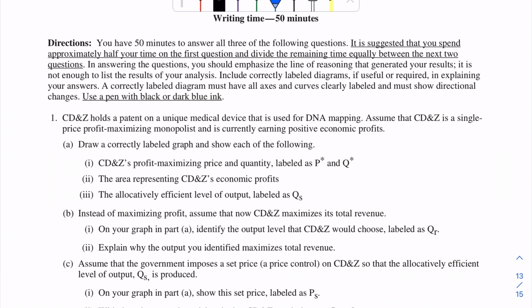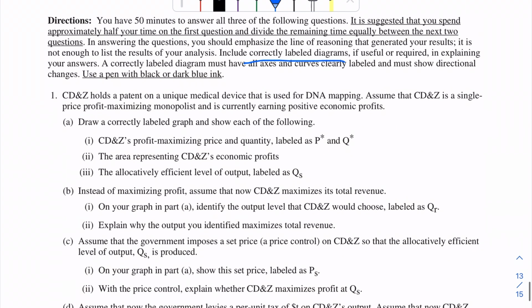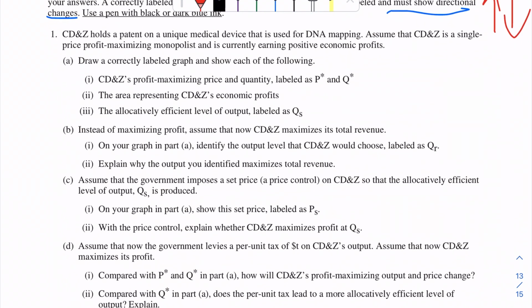Make sure you label all of your graphs. Label everything. I will be labeling everything just so you know what they are looking for. And when they say show directional changes, you're going to do exactly what I do, right? I do arrows. You want to treat the people grading this exam like they don't know what's happening, and you need to show them, hey, this is going this way, this is going this way. So let's take a look at this one.